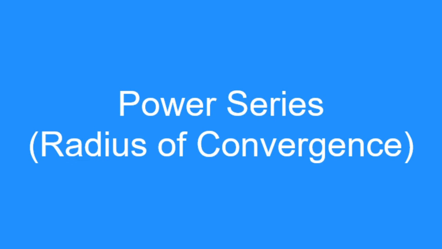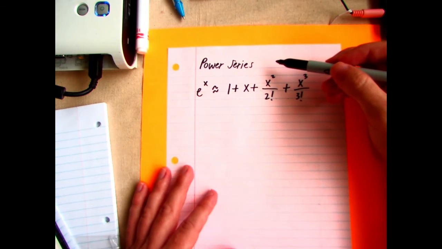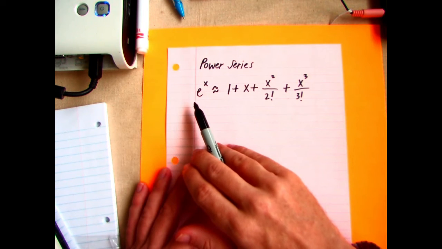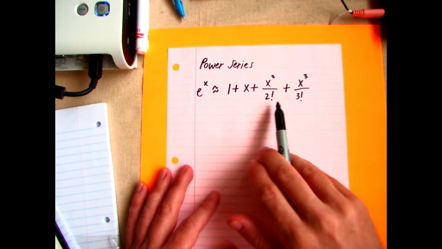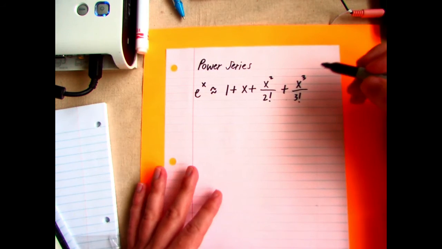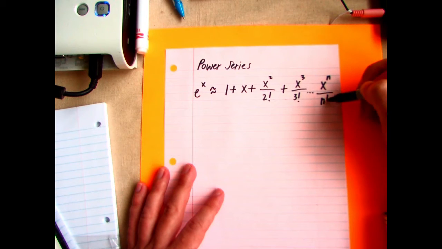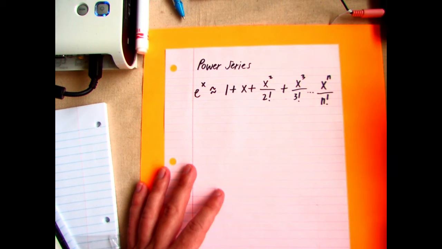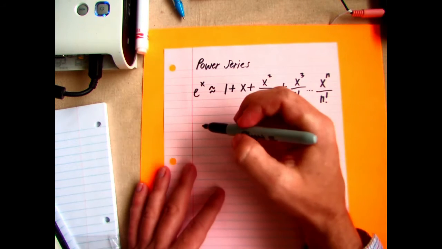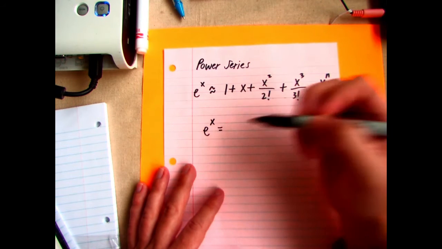So in this video, we're going to talk about power series and the radius of convergence. In a previous video, when we were doing Taylor polynomials, we approximated e to the x with the following third degree Taylor polynomial: 1 plus x plus x squared over 2 factorial plus x to the 3 over 3 factorial. Well, if we would continue this pattern, it would continue until x to the n over n factorial. That would be the nth term.